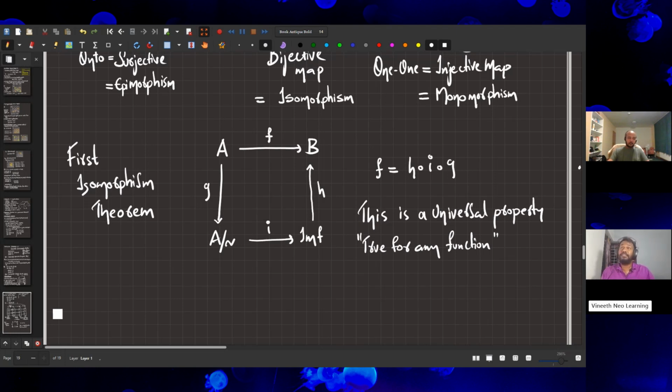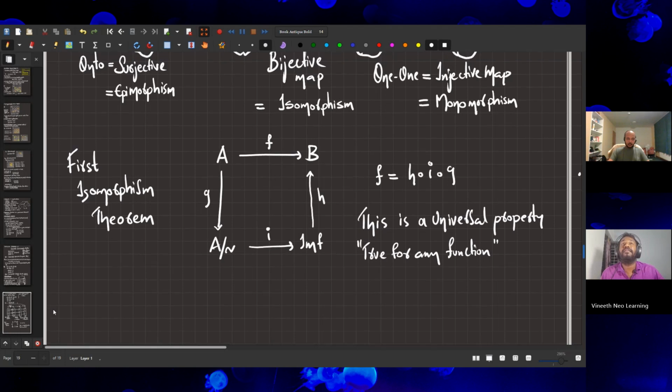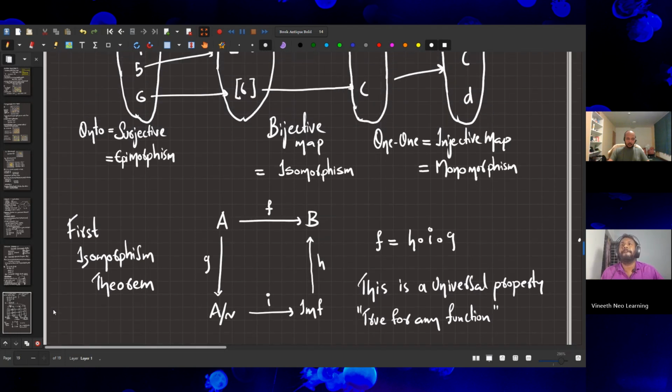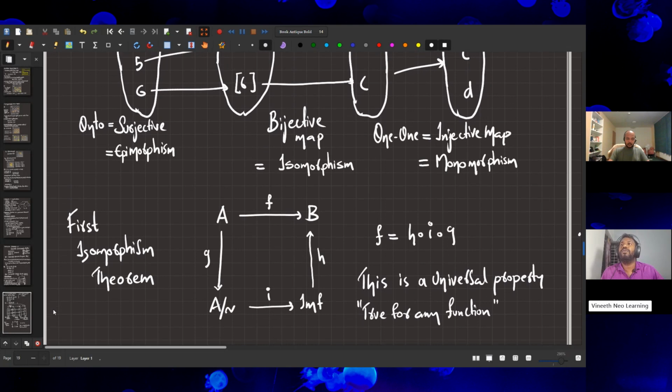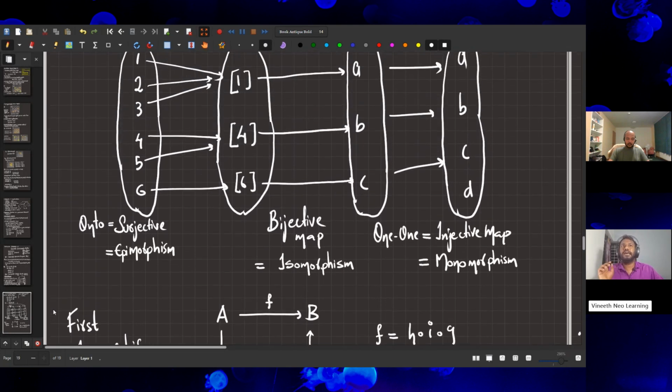Also known as the first isomorphism theorem, or the quotient theorem. Any function can be decomposed as a surjective, injective, and bijective map. Surjective means onto, injective means one-to-one, and bijective means one-to-one and onto.